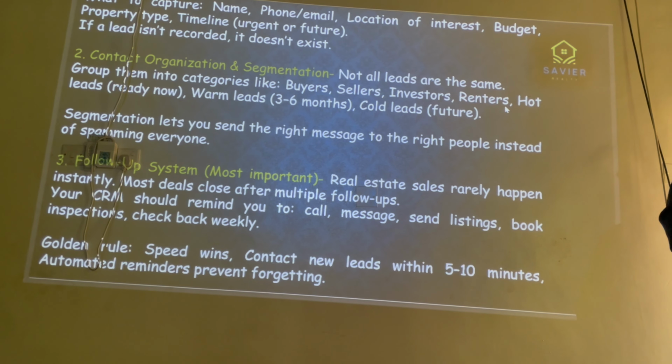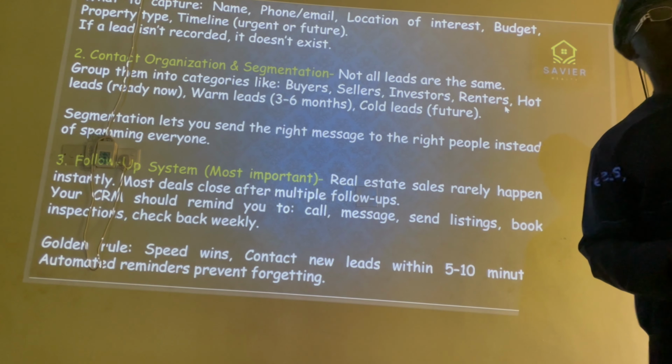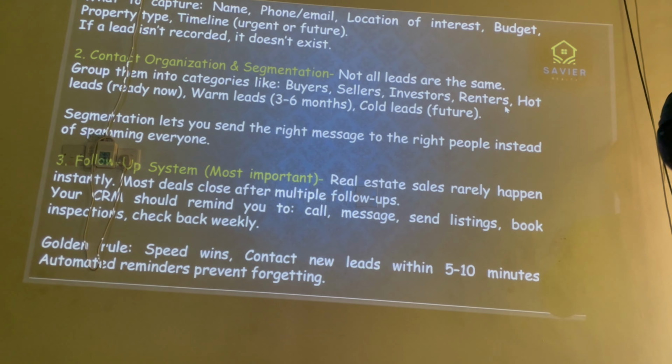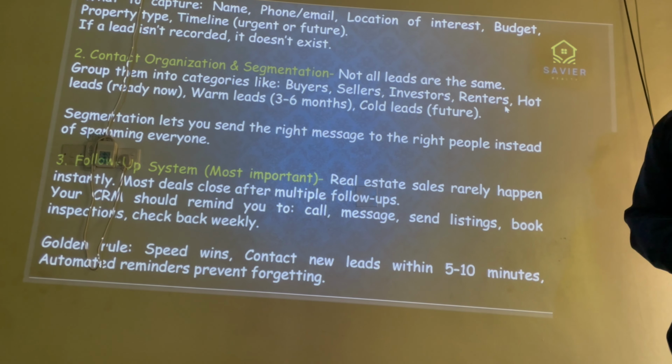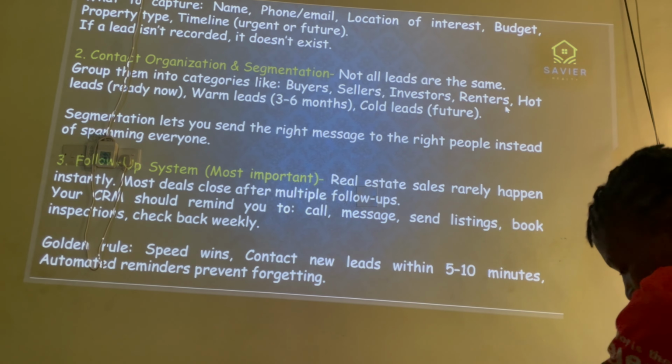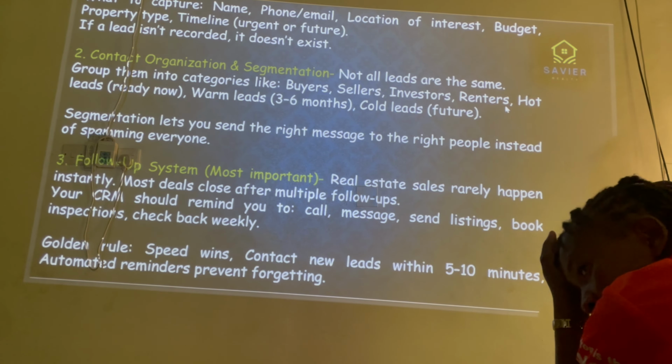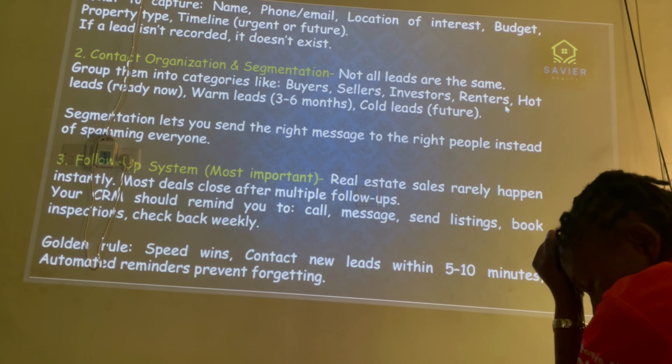A prospect calls you, and maybe you are not with your phone, and for the whole day you are not even with your phone. You are not calling that person back. Someone else he calls picks up immediately, and that person has gotten the prospect. That is why speed wins. Contact new leads within 5 to 10 minutes. Automated reminders prevent forgetting.